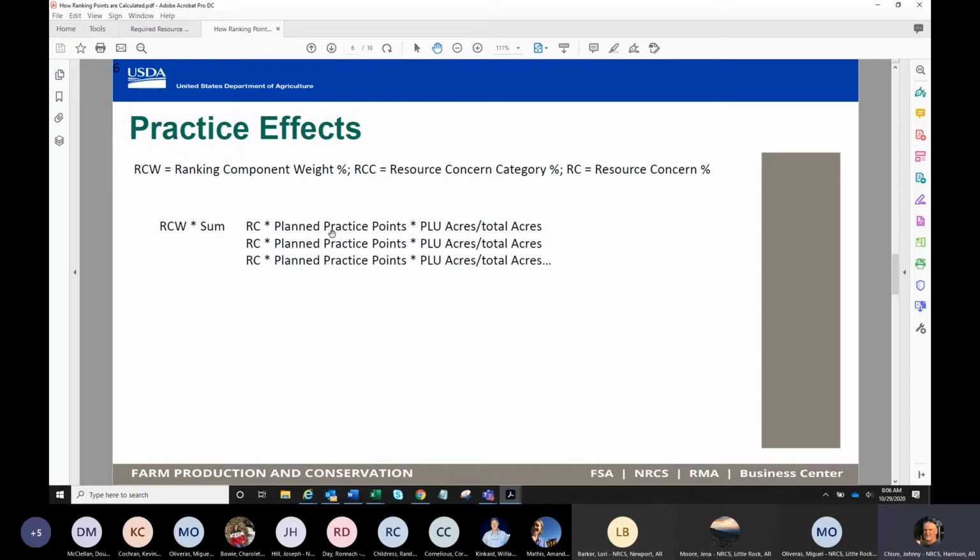The next one is the practice effects, and it's similar. It is the planned practice points multiplied by the percentage of the field acres of the total, and then multiplied by the resource concern percentage. All those are summed for each field that has a practice on them, and then they are multiplied by the ranking component weight. So it gives you the practice effect score.